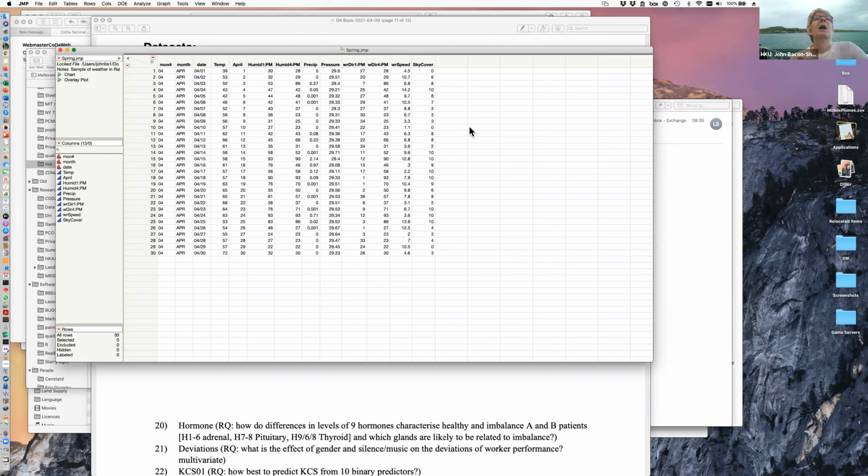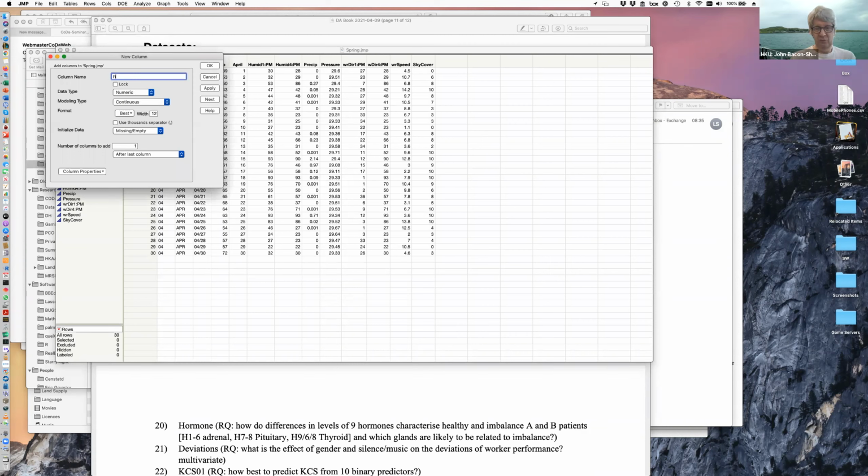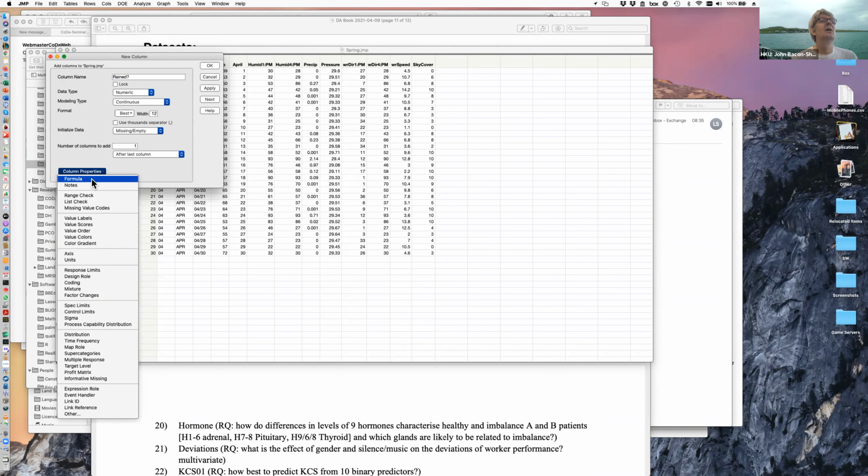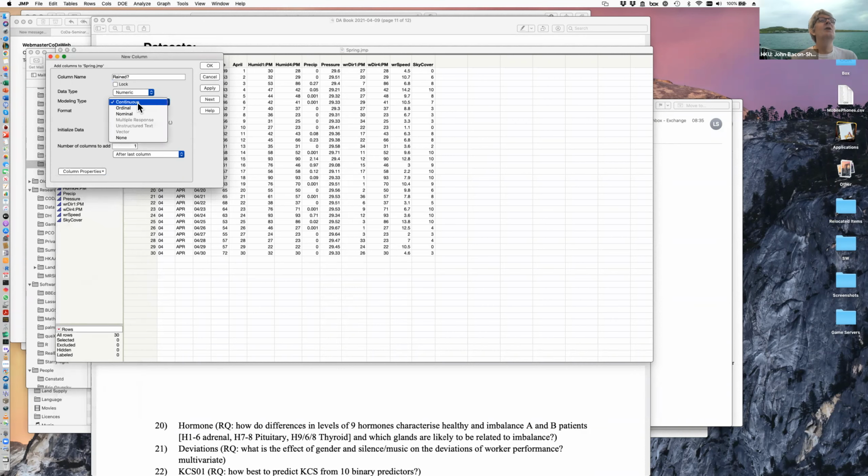So what we're going to do is create one new column first so that we can look at this as a binary outcome. So our binary outcome is going to be whether it has rained or not. So I'm going to call this rained question mark. And this is going to be a nominal scale variable. We could choose ordinal as well. In fact, it doesn't really matter because it will be binary. So it doesn't matter whether we choose ordinal or nominal.